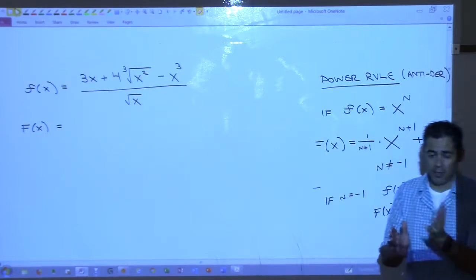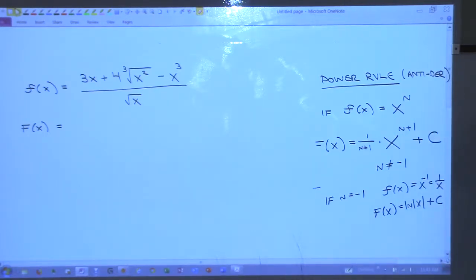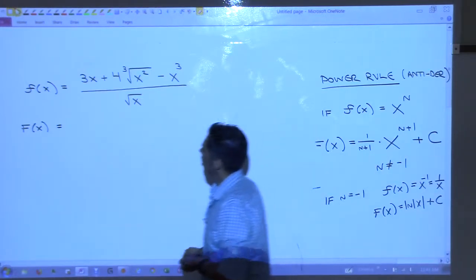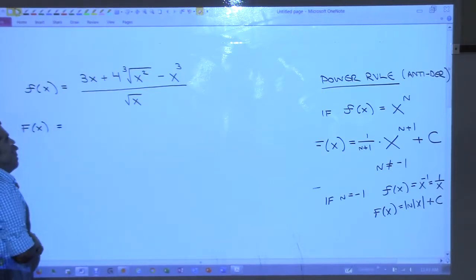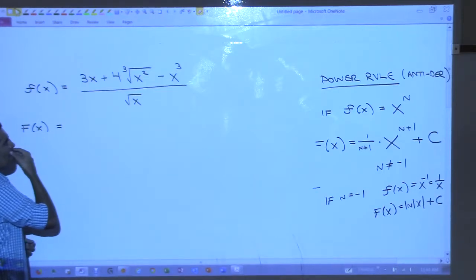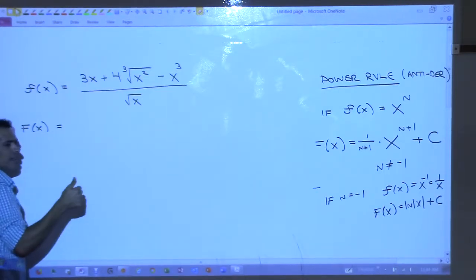So before you get yourself too deep into this, can we use this rule straight away on this problem? No. Why not? You have to split it up. What do you mean split it up? You have to split them into individual terms, so it'd be 3x over the square root of x, 4 cube root of x squared over the square root of x. Gotcha.